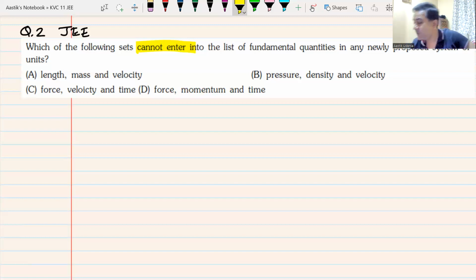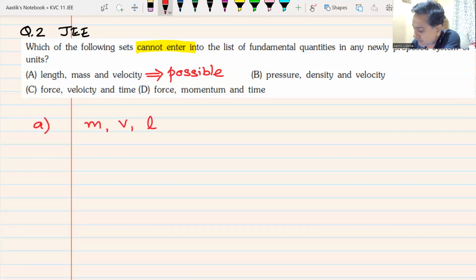Is it possible to have option A as your fundamental system? Yes or no? It is possible to have mass, length and velocity. If I talk about option A, mass, velocity and length, they are independent of each other. I cannot derive mass from velocity. I cannot derive mass from length. They are independent of each other.